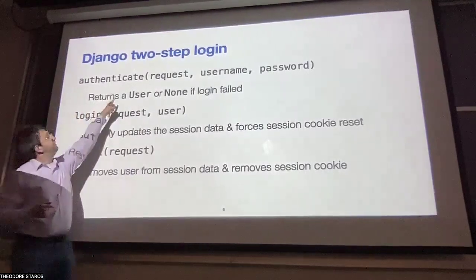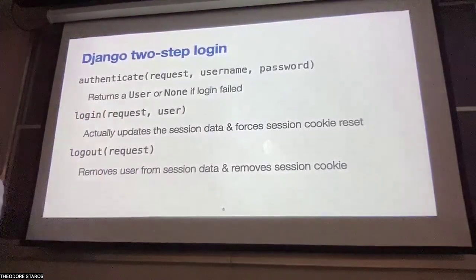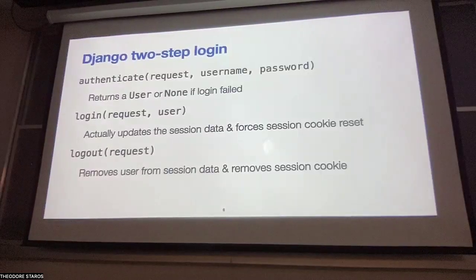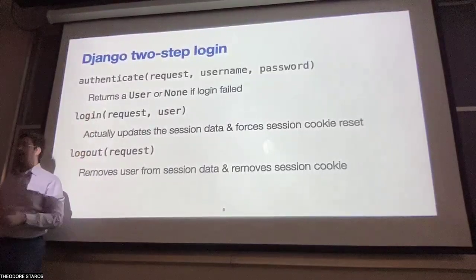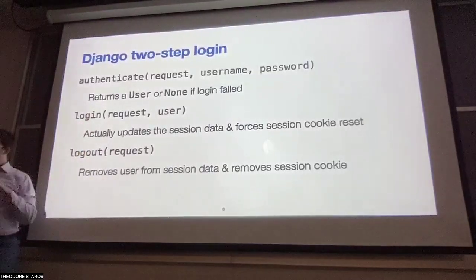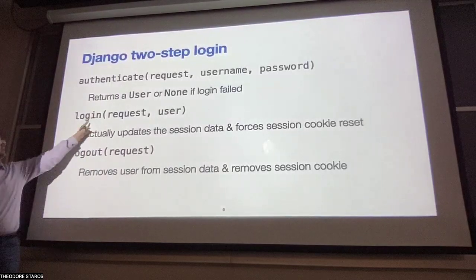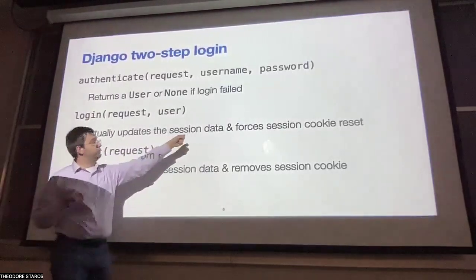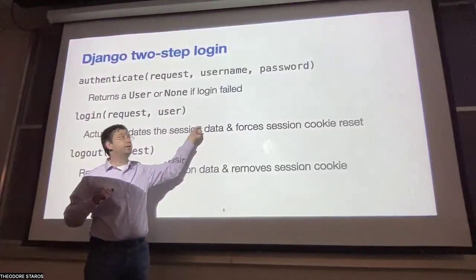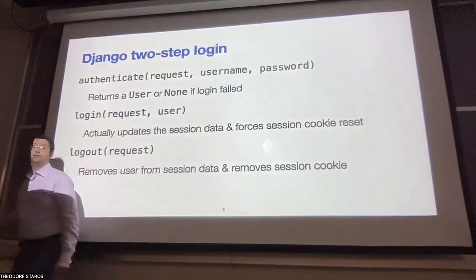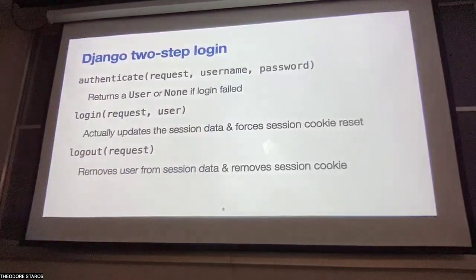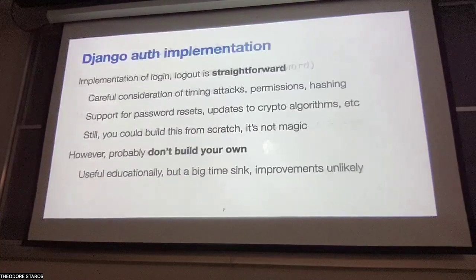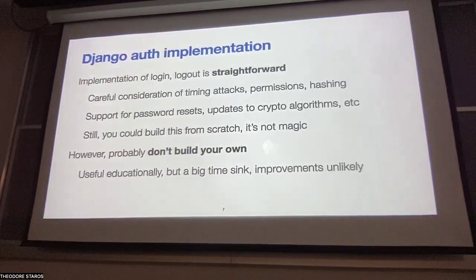Once you have authenticated as a given user, once you have a user object, you can use the other 2 functions, login and logout. These are very simple functions. Login just updates the user's current session data to store what user they're logged in as. And logout updates the user session data to remove the information of what user they're logged in as.